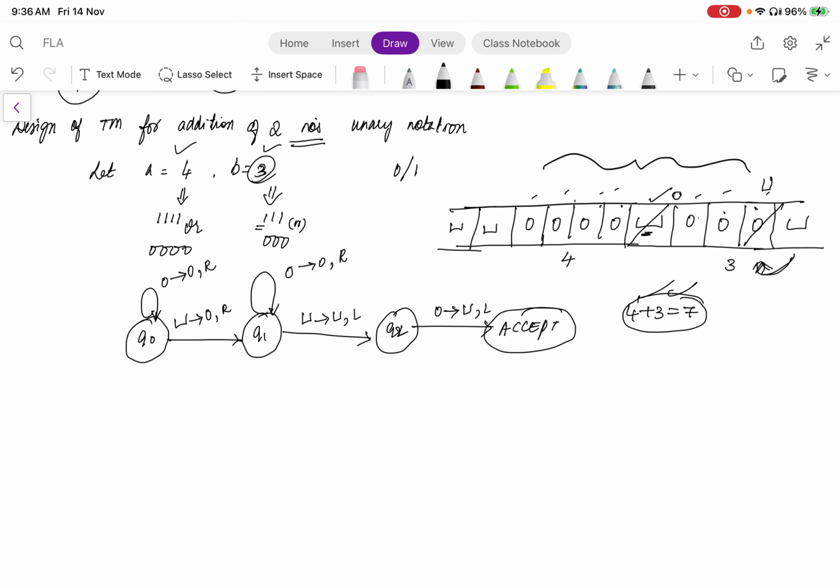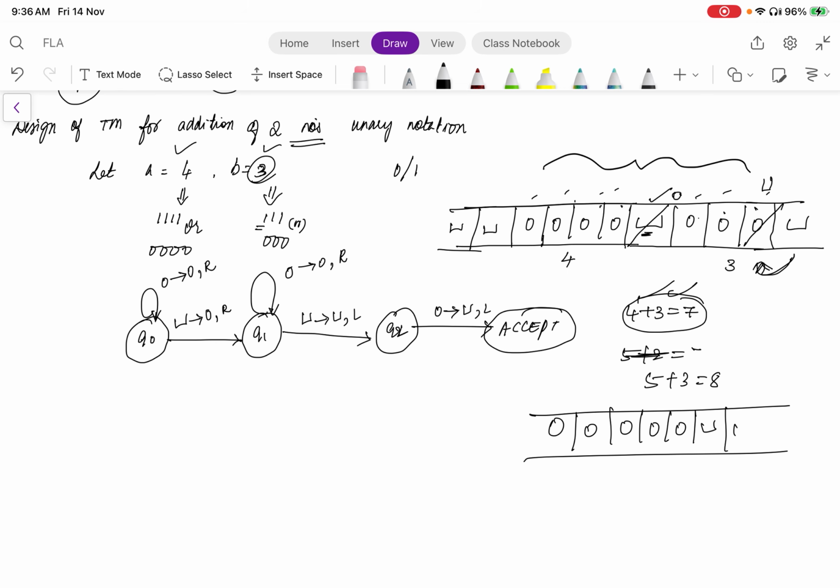If you change this number also, see if I have 5 plus 3, that is 8. How many zeros you will have? 1, 2, 3, 4, 5 zeros you will have. You will have separator in between and another 3 zeros. After this blank space, before this blank space. So you will read all the zeros until this blank space. You will replace this blank space by 0. How many zeros you will have in total now? 1, 2, 3, 4, 5, 6, 7, 8, 9 zeros you have. So you read till this blank space, move one step left, change the 0 to blank and accept the string.